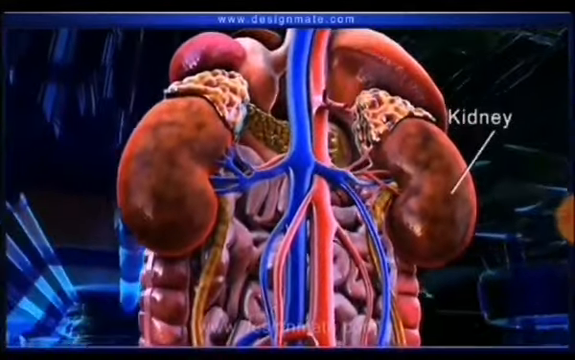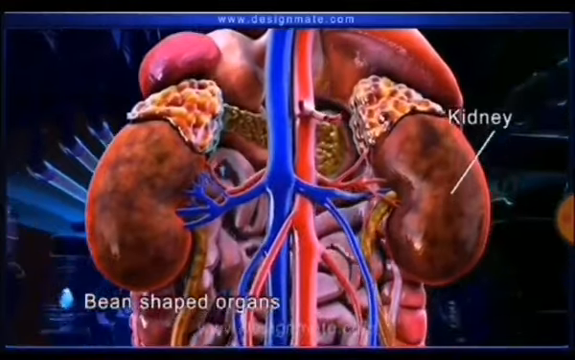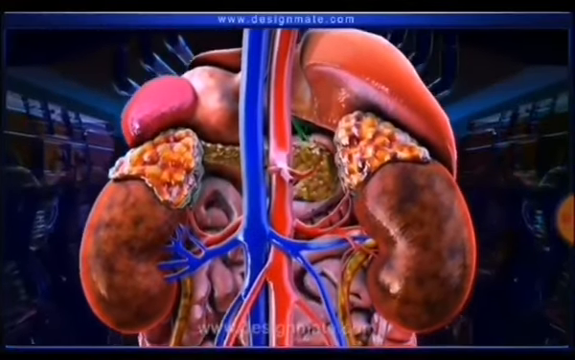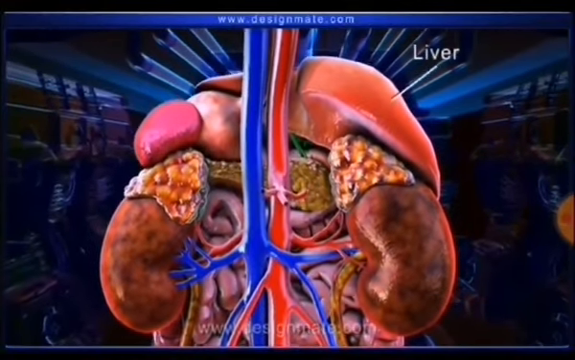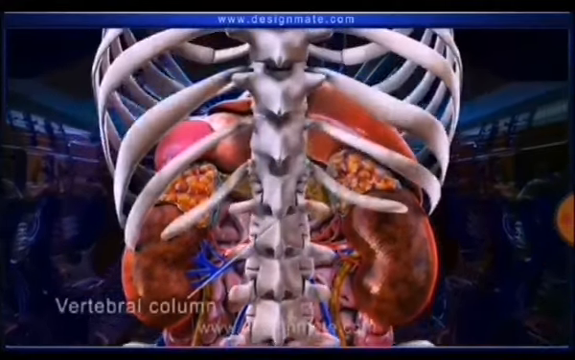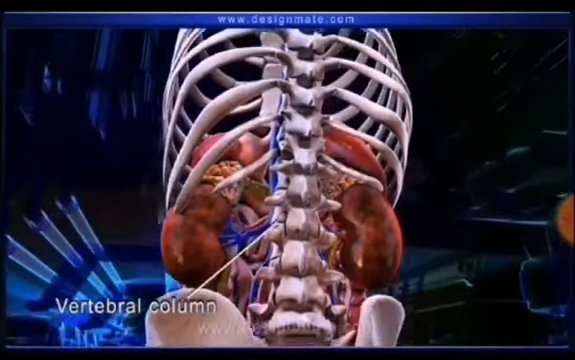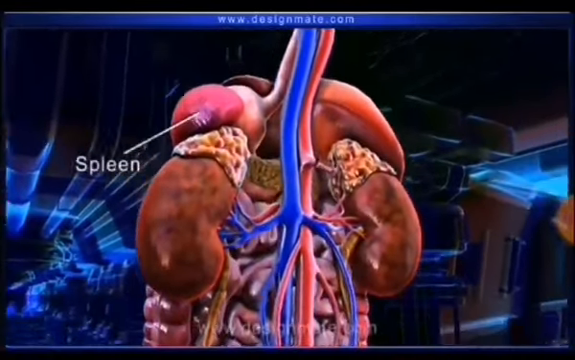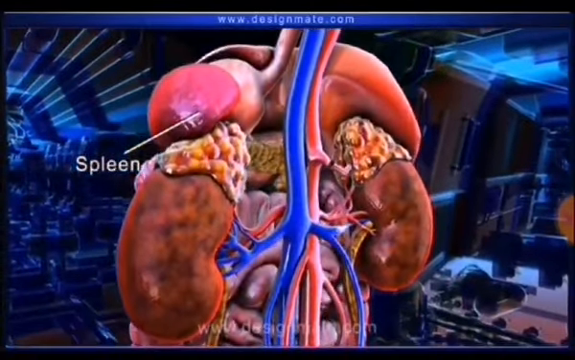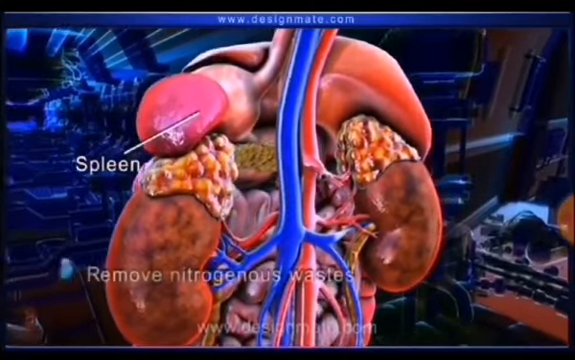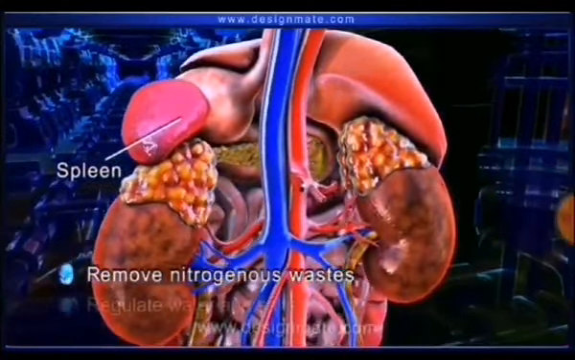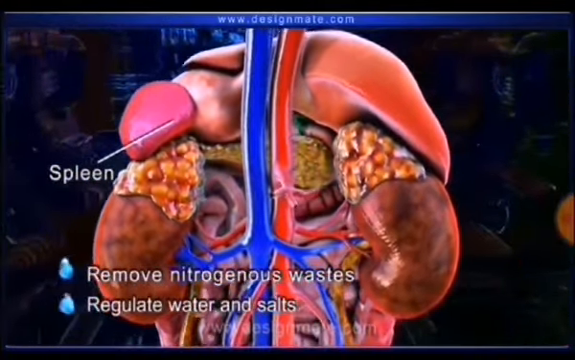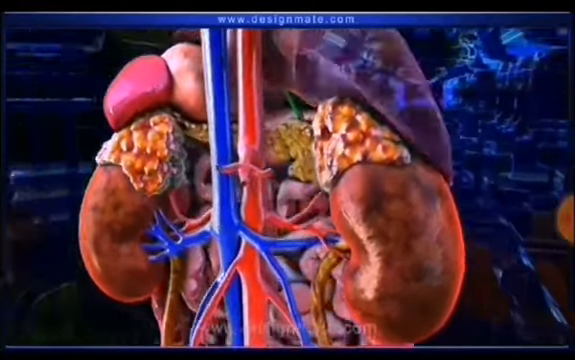Kidneys are dark red, bean-shaped organs present in abdominal cavity. Right kidney lies under liver. The two kidneys are present, one on each side of vertebral column. The left kidney lies under spleen. They filter blood to remove nitrogenous waste and regulate the level of water and salts.